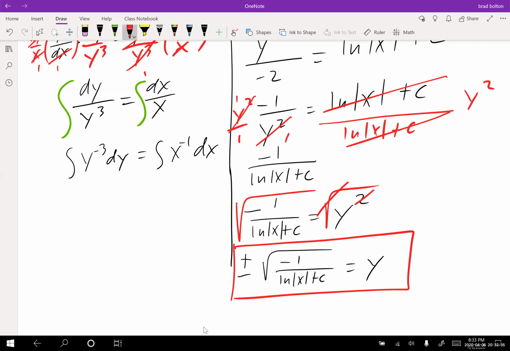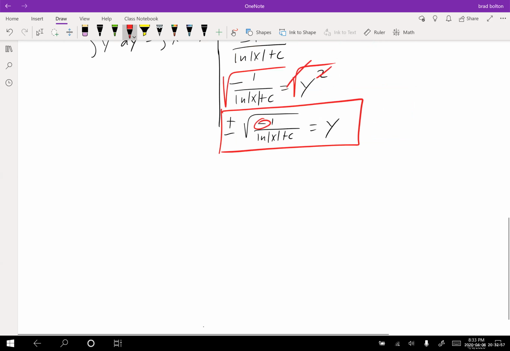Now, some of you might be freaking out because of this -1, but remember, you don't really know what c is. So maybe c is some really big negative. So then the ln of x plus c will be negative, and a negative over a negative is a positive. So this is very possibly the answer, okay? So this is our first separable differential equation that we solved. Okay, so let's take a look at another one.